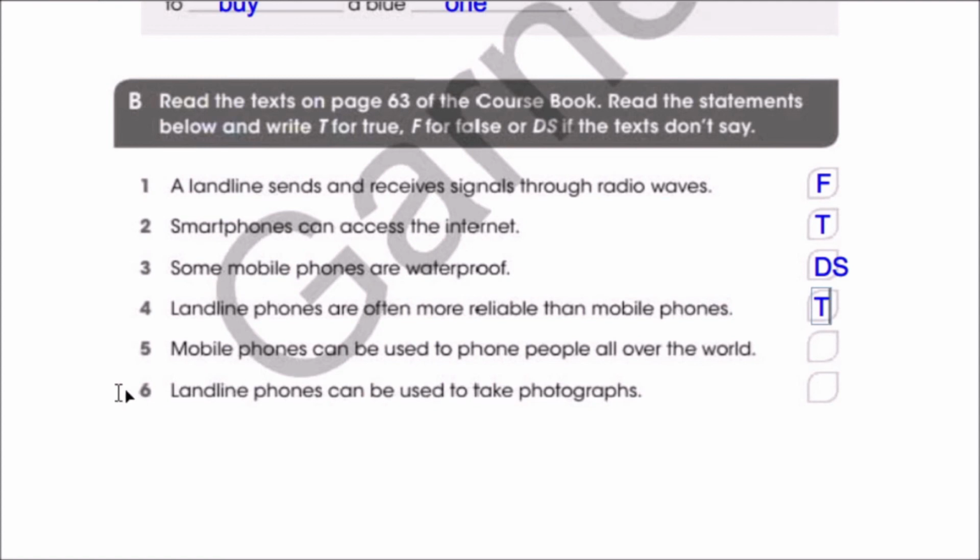Number 5. Mobile phones can be used to phone people all over the world. Very good, it's true. Number 6. Landline phones can be used to take photographs. What do you think? Very good, it's false. We can't take photographs with landline phones, but we can use smartphones to take photographs.